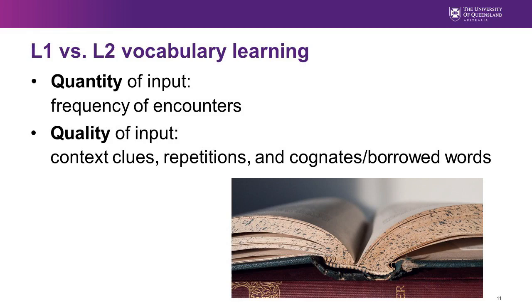Okay, for first and second language vocabulary learning processes, there are often two main differences. The differences are in terms of quantity and quality of input. The quantity of input here means the frequency of encounters, that is, how many times you encounter a word, and the quality of input refers to how many clues the context provides you with, so-called context clues, and how many times a word is repeated. Also, as I mentioned earlier, cognates and borrowed words can either facilitate or hinder second language vocabulary learning.